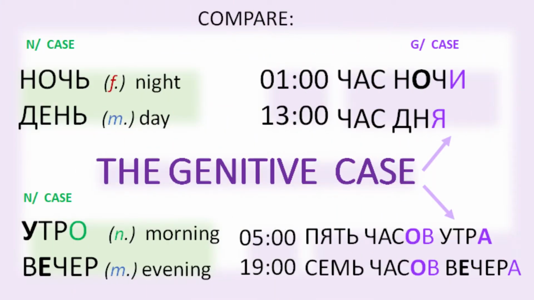Here are the times of day. Compare. Ночь. Night, час ночи. 1 a.m. День. Day, час дня. 1 p.m. Утро. Morning, 5 часов утра. 5 a.m. Вечер. Evening, 7 часов вечера. 7 p.m.